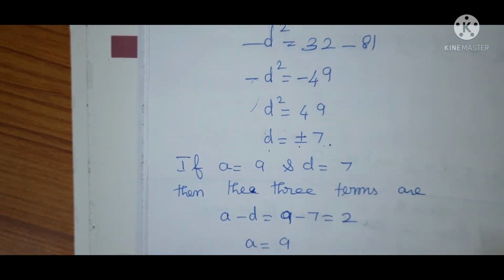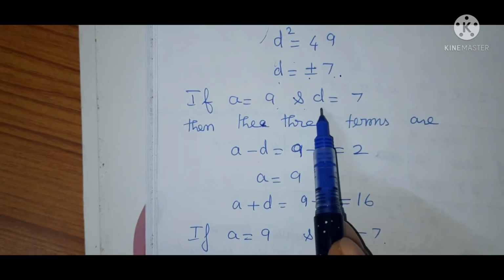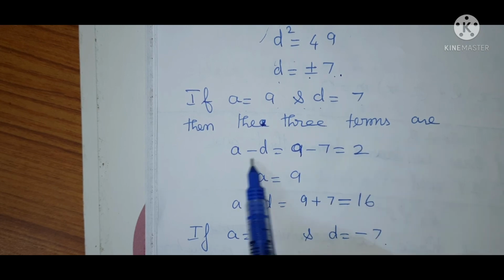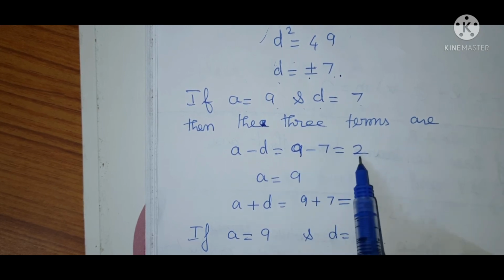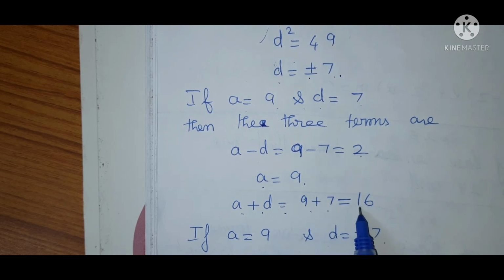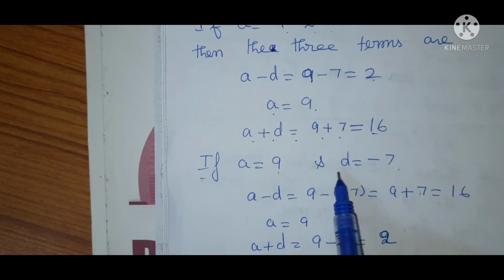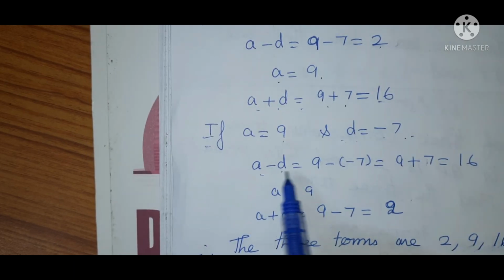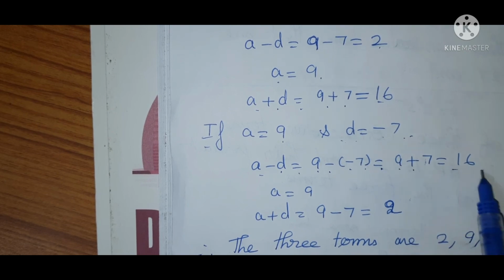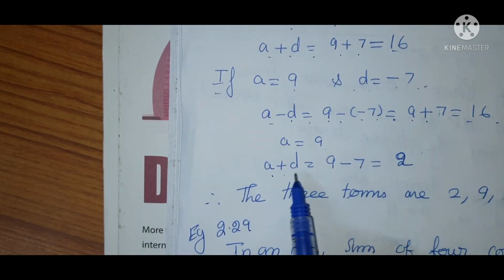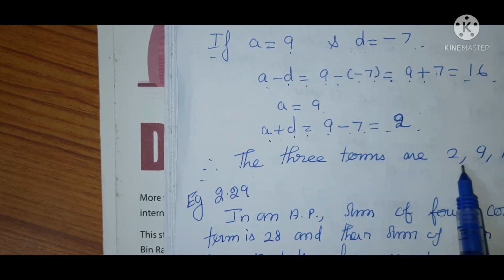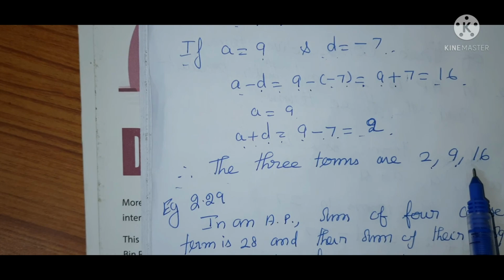7 into 7 is 49. If a is 9 and d is 7, then the three terms are a minus d, which is 9 minus 7, 2; a is 9; a plus d is 9 plus 7, 16. If a is 9 and d is minus 7, a minus d is 9 plus 7, 16; a is 9; a plus d is 9 minus 7, 2. Therefore, the three terms are 2, 9 and 16.